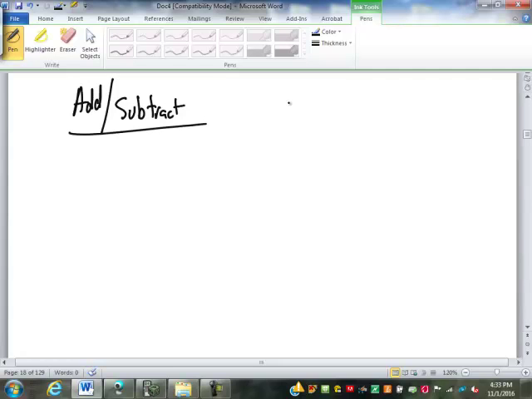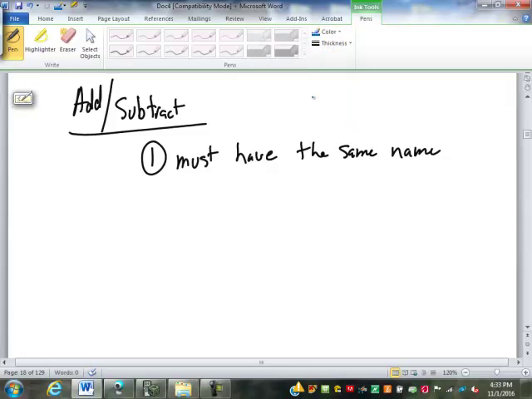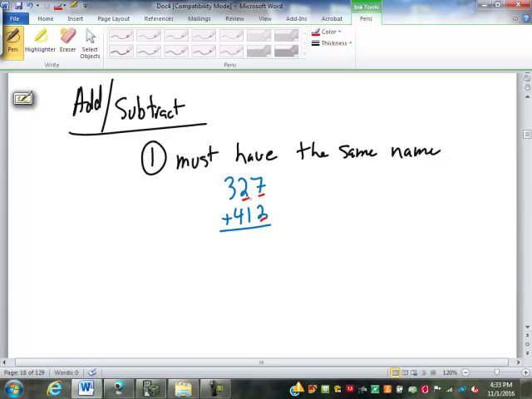Just to review, when we add or subtract any number, there are two unique rules that we follow. One is we must have the same name. Now when we were dealing with fractions, of course, that was common denominators. Measurements, you had to have the same units. Whole numbers, like 327 plus 412, it came right down to the place values. You could only combine ones with ones and tens with tens and hundreds with hundreds.